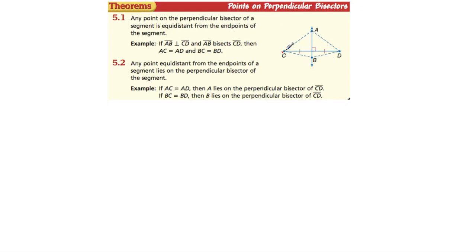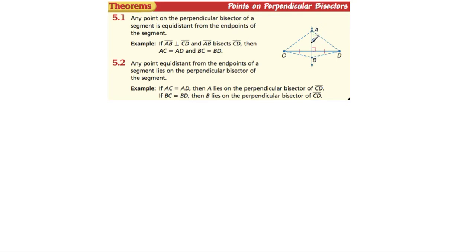Same down here with B. So we know we have this line segment CD. It's finite. If I have this perpendicular bisector, if I choose any point on that perpendicular bisector, let's say B, B is going to be the same distance away from C as it is from D. That's what this theorem says. Now, 5.2 here says that any point equidistant from the endpoints of a segment lies on the perpendicular bisector. So this is pretty much what we just looked at, just going in a different direction, if you will.